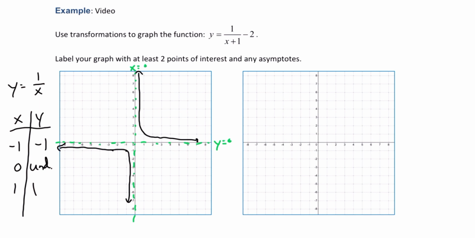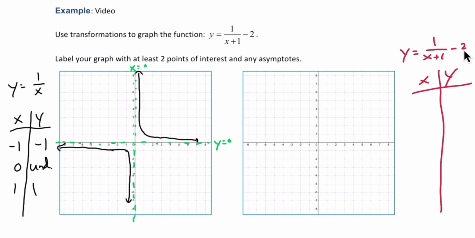Then moving on to the transformed graph, y equals 1 over x plus 1, minus 2. There's a few things we want to note about what's happening. First of all, notice that -2 is on the outside. That's going to affect the graph vertically in a logical way. So it's actually going to take this parent function and shift it down 2 units. So that's affecting the y values in a logical way. -2, we're going to subtract 2 on all of the y values.